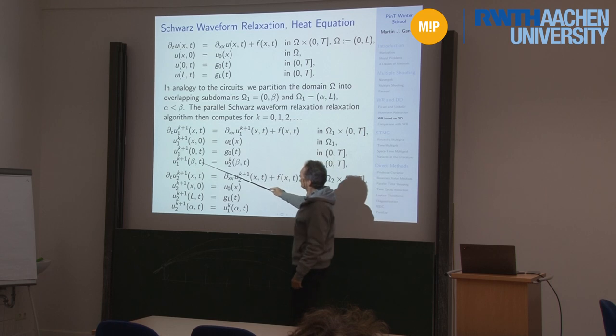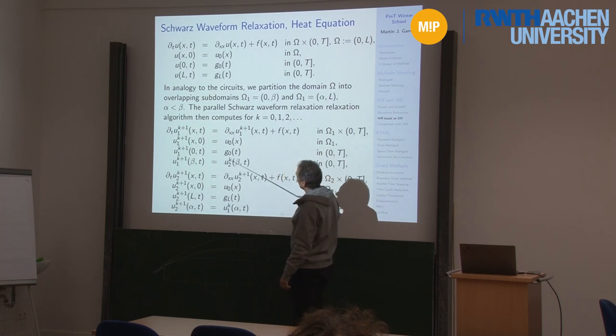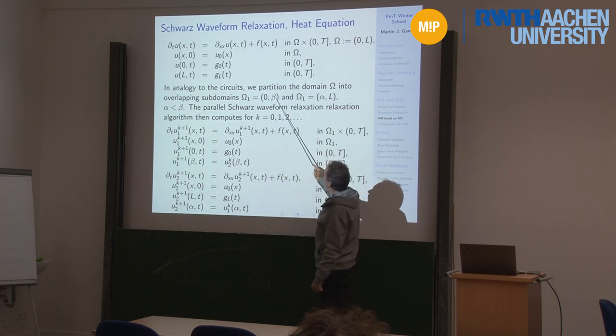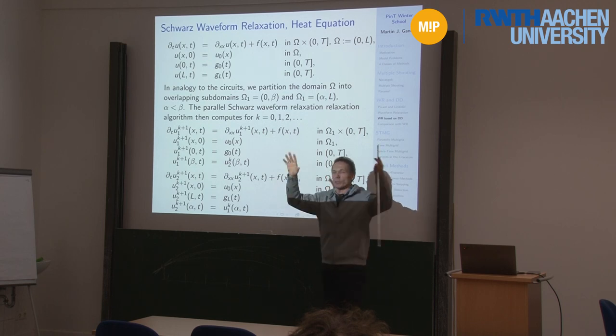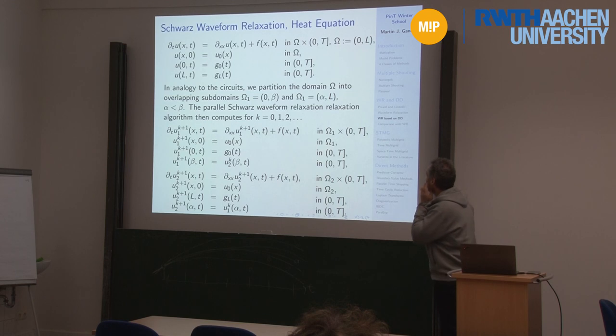And then we just solve the heat equation on the left domain. And we solve the heat equation on the right domain. And at the interfaces, these domains overlap from alpha to beta, we use what the other subdomain calculated at the previous iteration. This is exactly the same method as for the circuit where we chopped wires, but we chopped the domain, the interval from 0 to L into overlapping domains. So this is exactly the same algorithm, but it's written for a PDE.